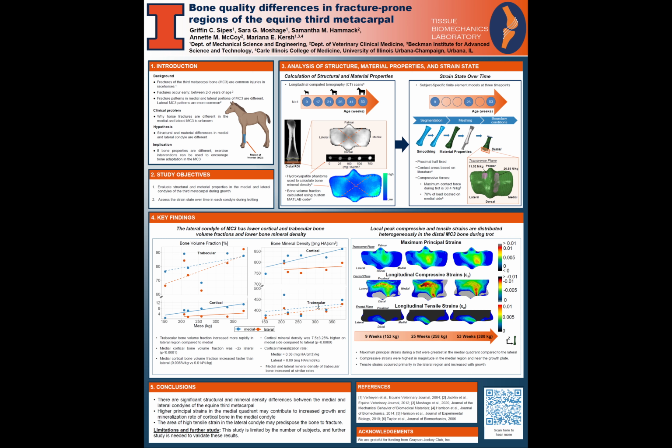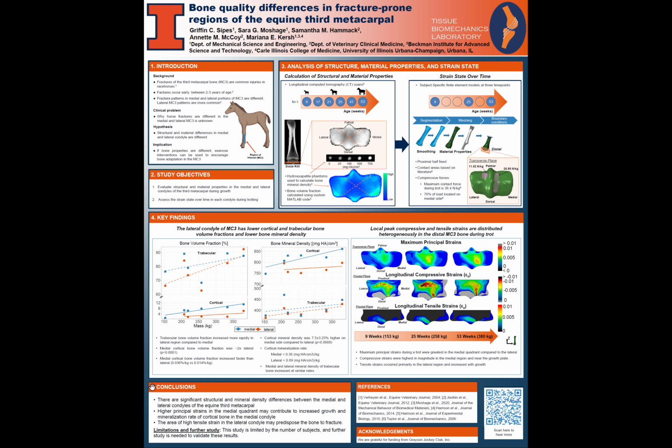From the finite element models, we found that local peak compressive and tensile strains are distributed heterogeneously in the distal MC3 bone during trot. We found that maximum principal strains during trot were greatest in the medial quadrant compared to the lateral, and compressive strains were highest in magnitude in the medial quadrant and towards the growth plate. And finally, tensile strains occurred primarily in the lateral region, and they also increased with growth.